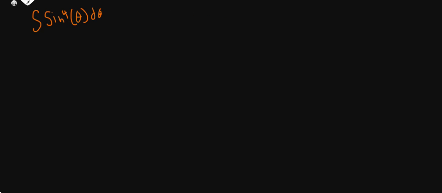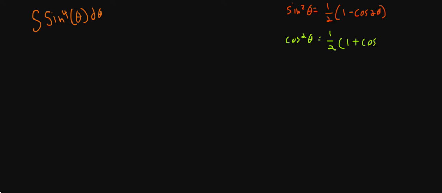So let's remind ourselves of the trig identity: sine squared theta equals 1/2 times 1 minus cosine of 2 theta. This is a trig identity that is most likely introduced to you in pre-calculus. We also need to know one more trig identity: cosine squared theta is equal to, very similar, 1/2 times 1 plus cosine 2 theta. Alright, so now that we know those, let's attempt to solve this.